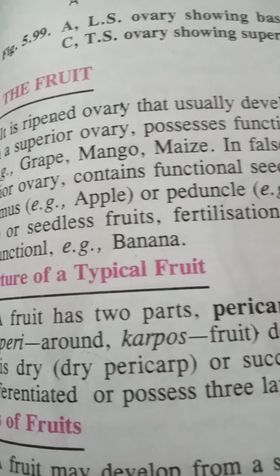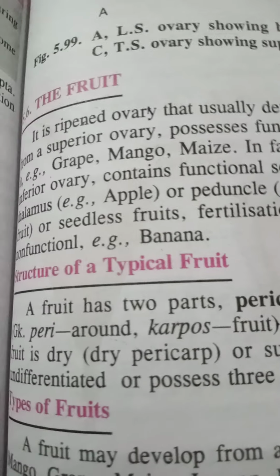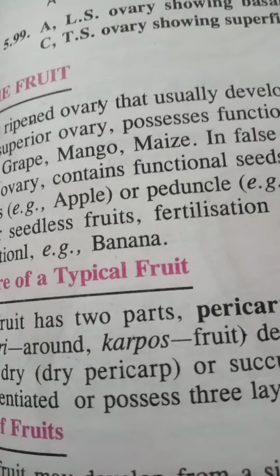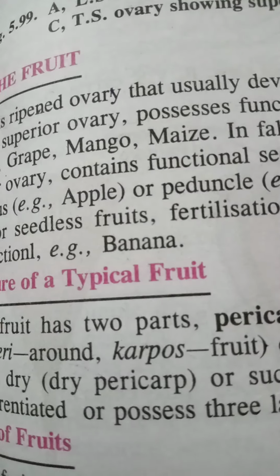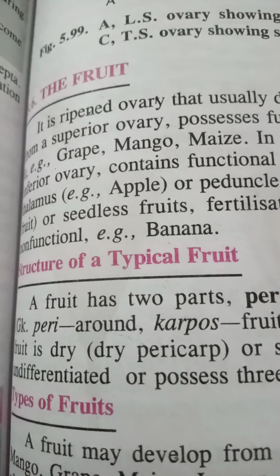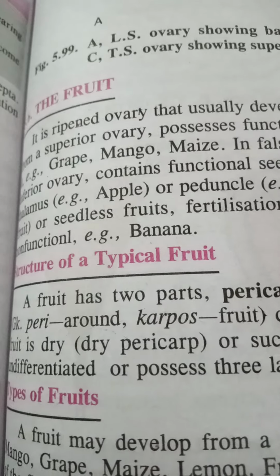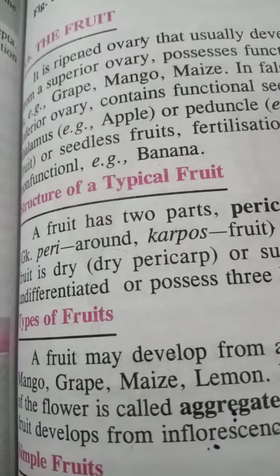Okay, so different fruits. Now the main structure of the fruit consists of two parts, the seed and the pericarp. Pericarp means the outer wall, isn't it? And seed means the ripened ovule. So these two are the main things which are present in a fruit. Now let us discuss the different types of fruits.